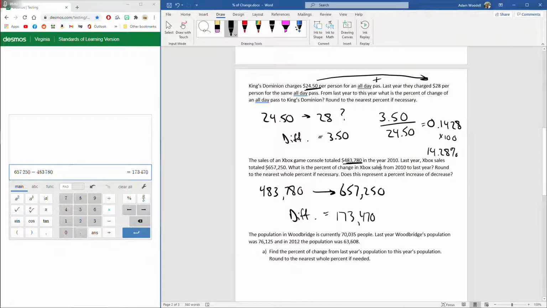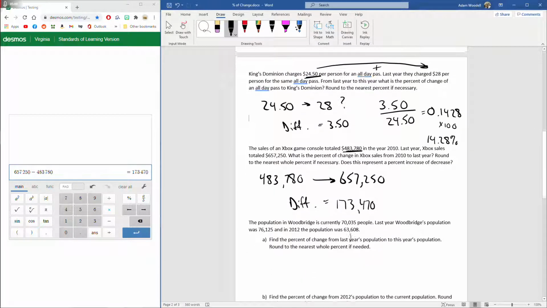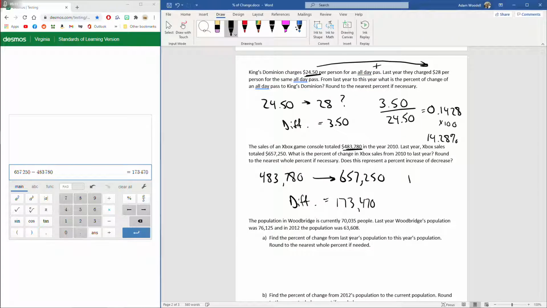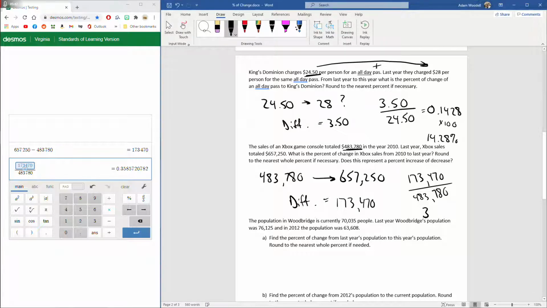Okay, well, I'm not done, because if we look at our steps, we have to find the difference and then divide by the original amount. So I'm going to take my 173,000. I'm going to divide that by the amount that I started with, which in this case was that 483,000 number. So again, a lot of this stuff is calculator, guys. Take my 173,000 number, divide that by my 483,000 number, and I end up with about 36%, 35.8%.